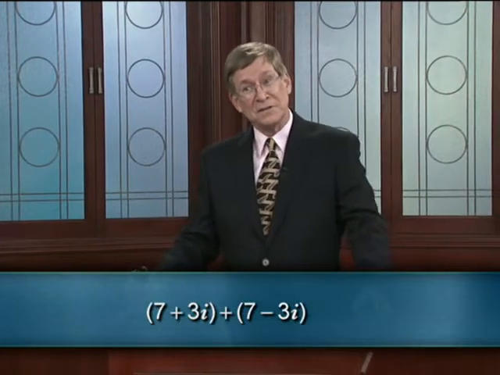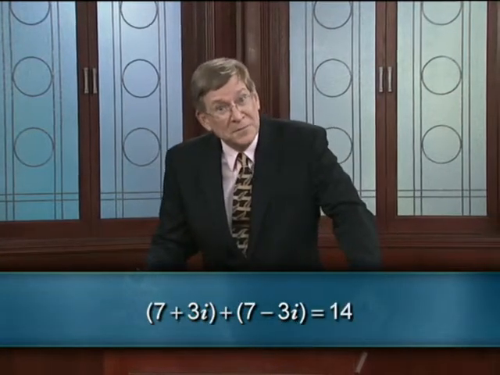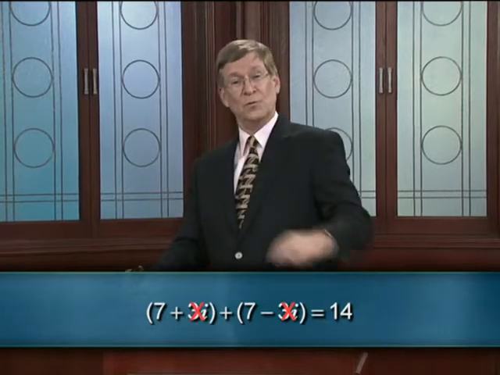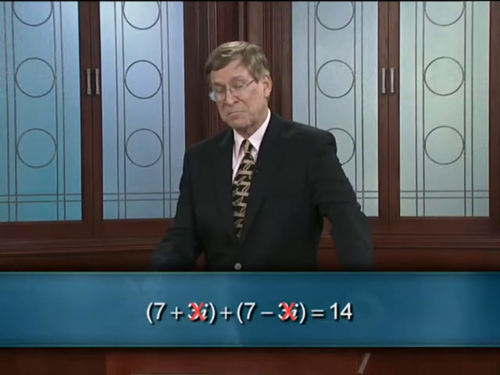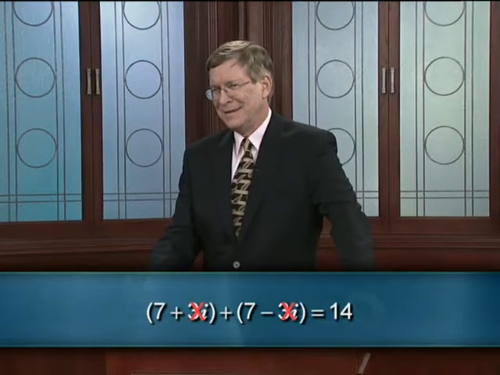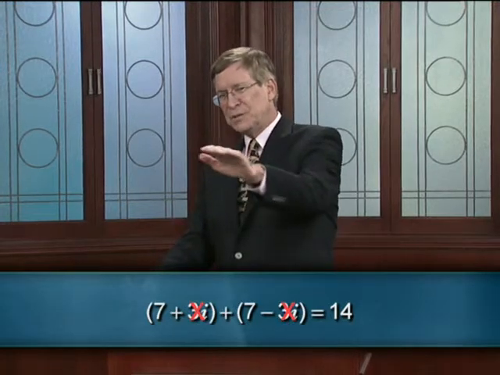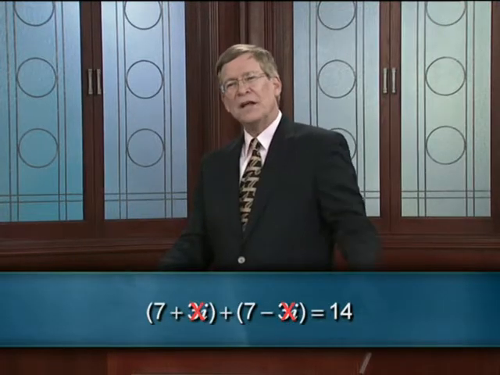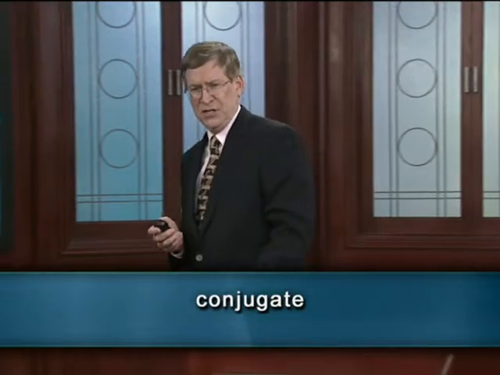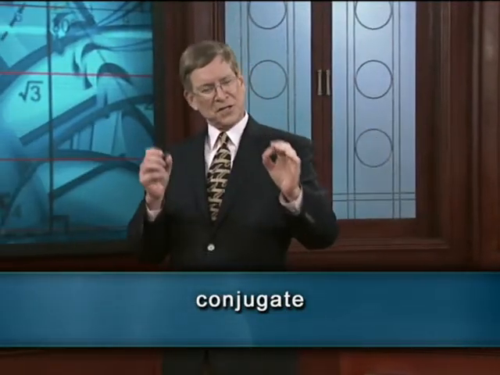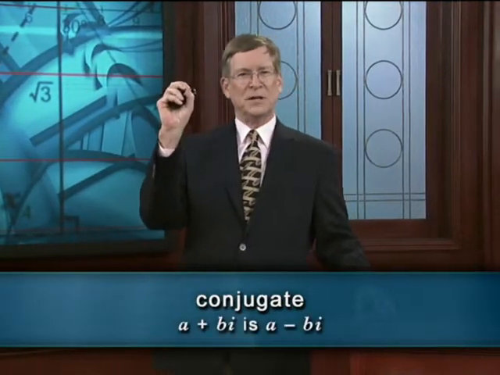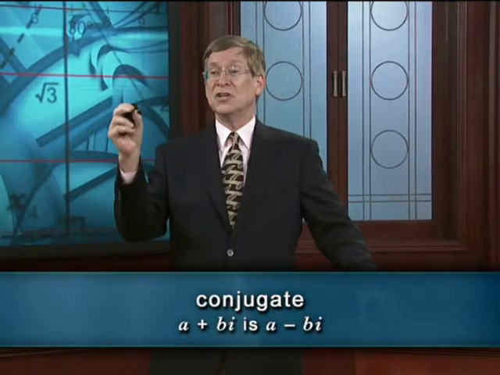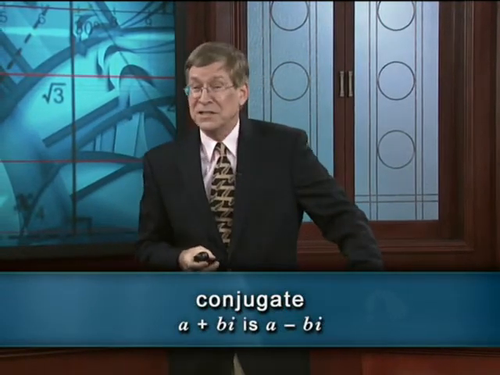And look what happens. The 7 plus 7 is 14, but the 3i cancels with the minus 3i. Well, what's happened here? You see the relationship between these two complex numbers? Those are called conjugates of each other. The definition of a conjugate is if you have the complex number a plus bi, its conjugate is a minus bi. And the sum of a complex number and its conjugate turns out to be real.